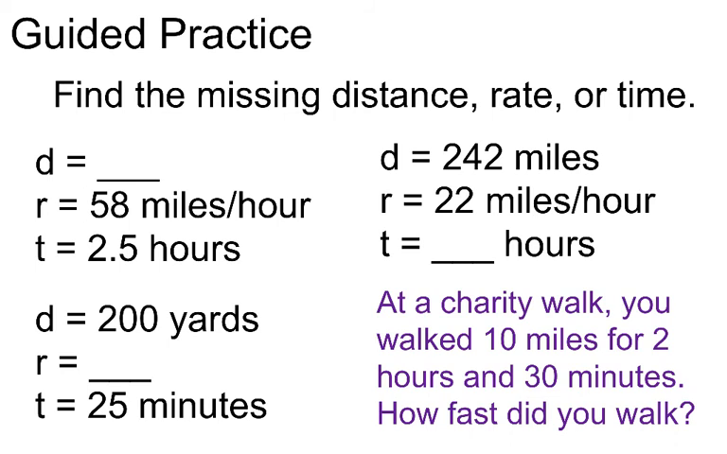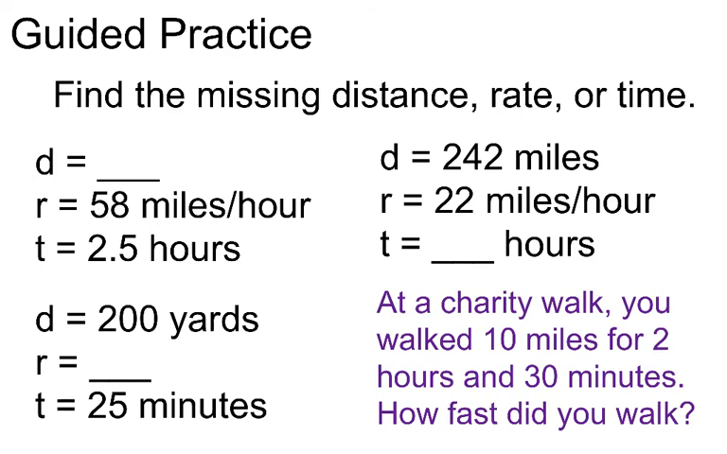So find the missing distance, rate, or time. You're going to notice that you have one of each. So the first problem, you need to find your distance. You have a rate of 58 miles per hour at 2.5 hours. The next one, we have our distance, and we need to find our rate at a time of 25 minutes. In the last problem, fill in the blank, we have a distance of 242 miles at a rate of 22 miles per hour. We want to know how many hours.